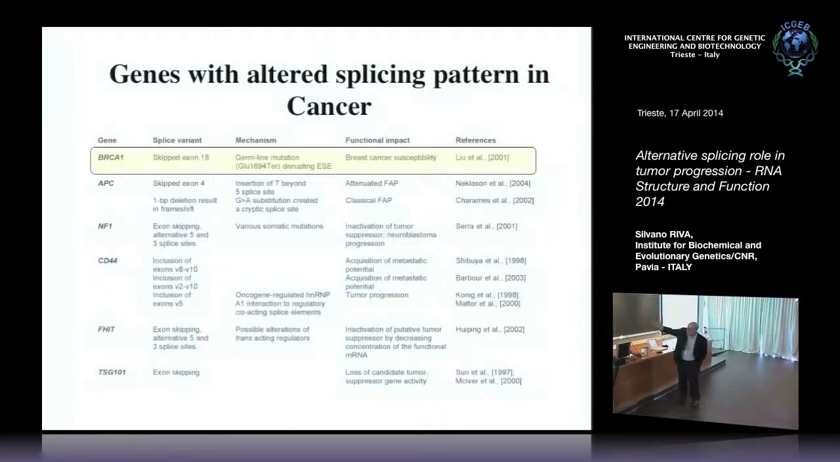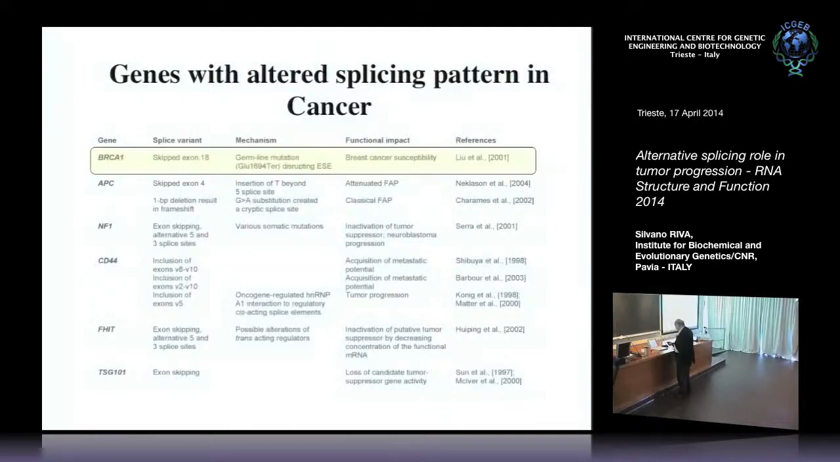The most famous one is BRCA1, in which exon 18 is skipped, and its functional impact is higher susceptibility to breast cancer. And you have heard of this actress that has removed her breast because she has this mutation in BRCA1.